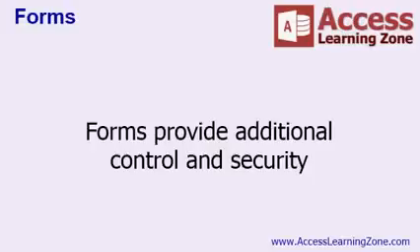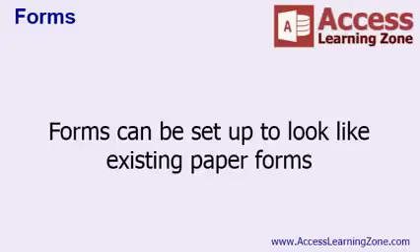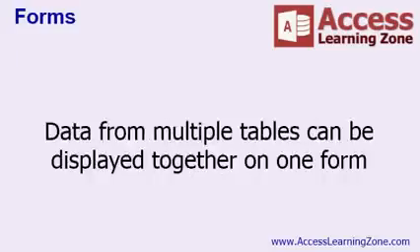And later on, in our advanced classes, you'll see how you can actually program stuff into your forms, so you can click on buttons and have them perform certain tasks and do all kinds of neat things. You can set up your forms in Access to look like existing paper forms that you might have. This way, if your users are used to entering data in a specific type of paper form, you can make your on-screen form look just like it. This way, they know exactly what data goes in what fields. This makes it easier for your users to transition from an old paper system, or even old software, into a new Access database. Data from multiple tables can be displayed together on one form.